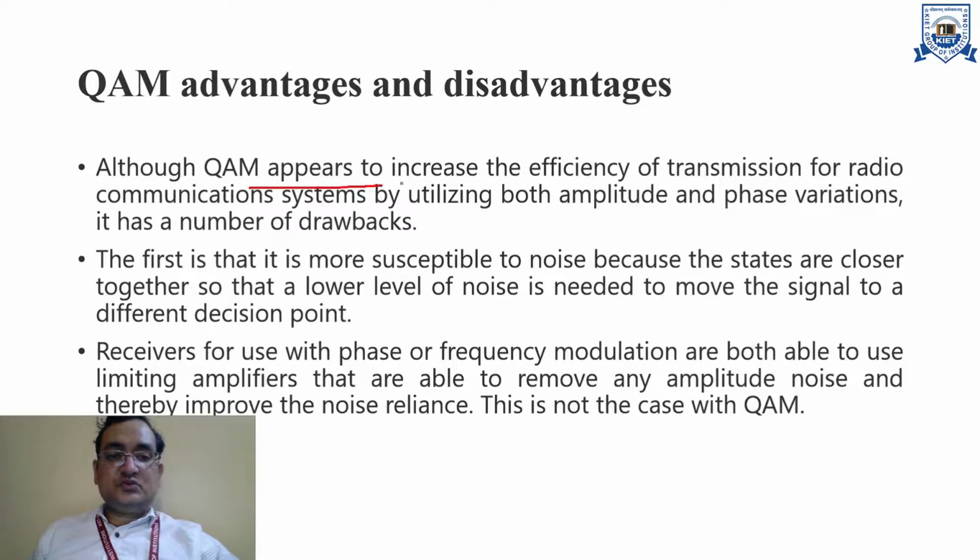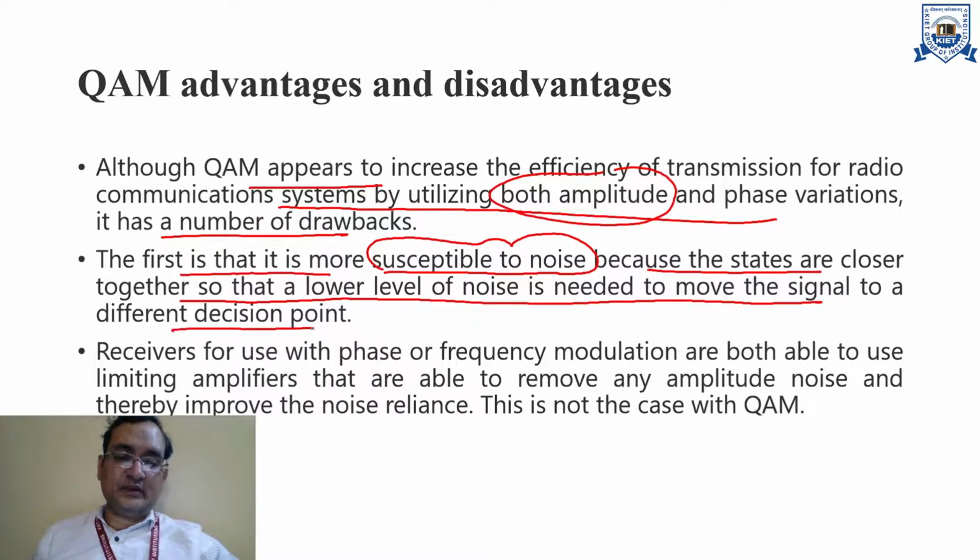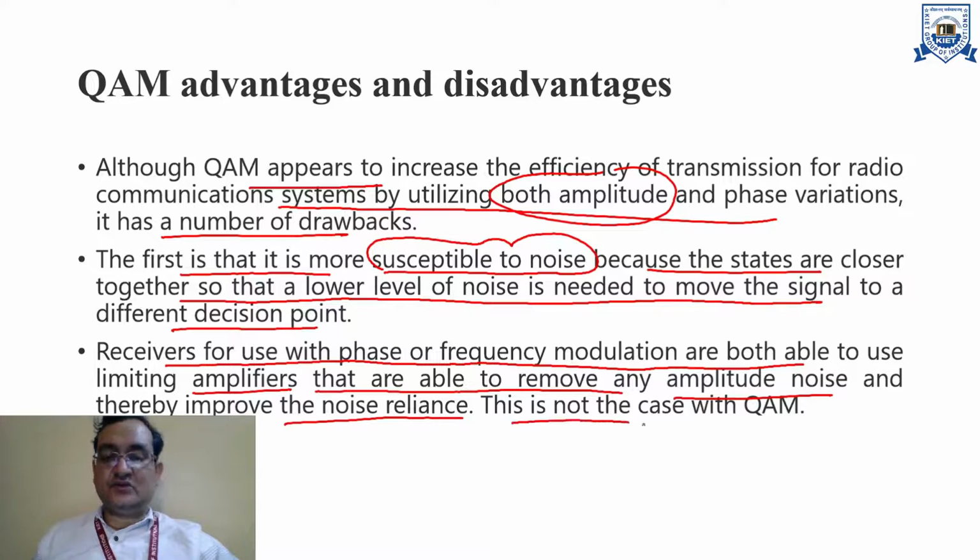Although QAM appears to increase the efficiency of transmission for radio communication systems by utilizing both amplitude and phase variations, it has a number of drawbacks, right? The first is that it is more susceptible to noise. Why is it more susceptible to noise? Because of this amplitude content, right? Because the states are closer together, a lower level of noise is needed to move the signal into a different decision point. Receivers for use with phase or frequency modulation are both able to use limiting amplifiers that are able to remove any amplitude noise and thereby improve the noise resilience. This is not the case for QAM, right?